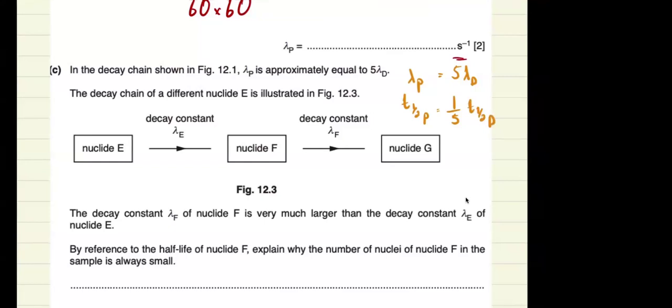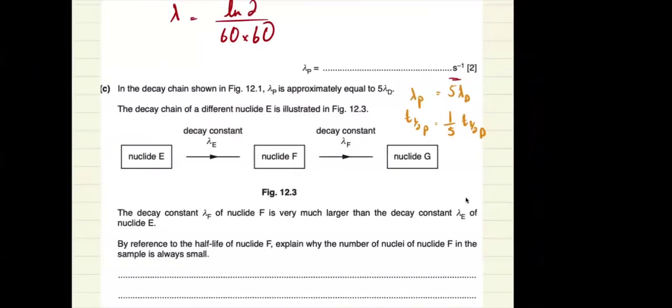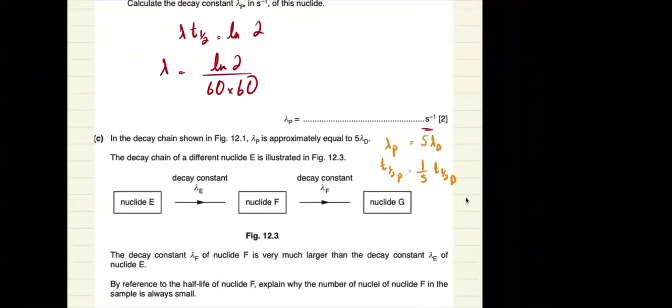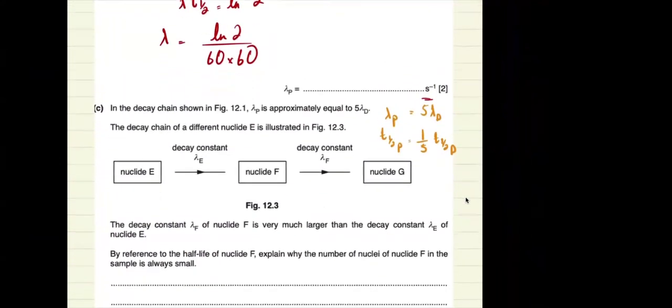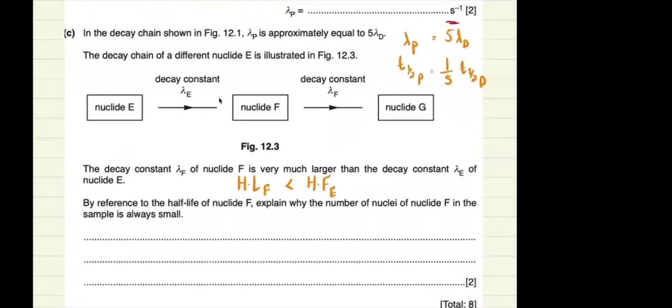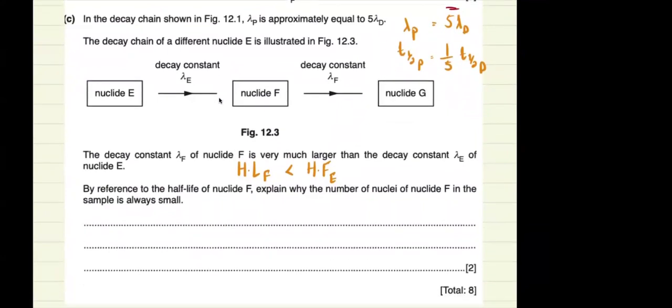Decay chain of a different nuclide is illustrated in 12.3. All right. Decay constant lambda F of nuclide F is very much larger than the decay constant lambda E of nuclide E. So if again the decay constant is much larger, this means that the half-life of F is much smaller than the half-life of E. Right, again, see how I'm doing this is exactly how you're supposed to do it. I'm not even waiting for the question to come and then for me to think. I'm thinking along as I'm doing the reading.